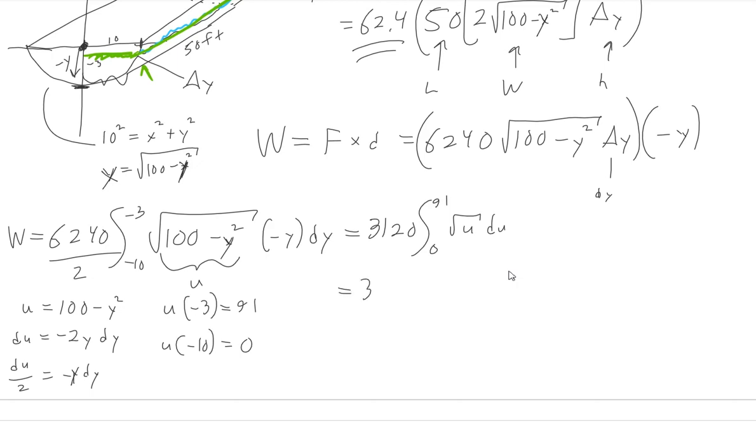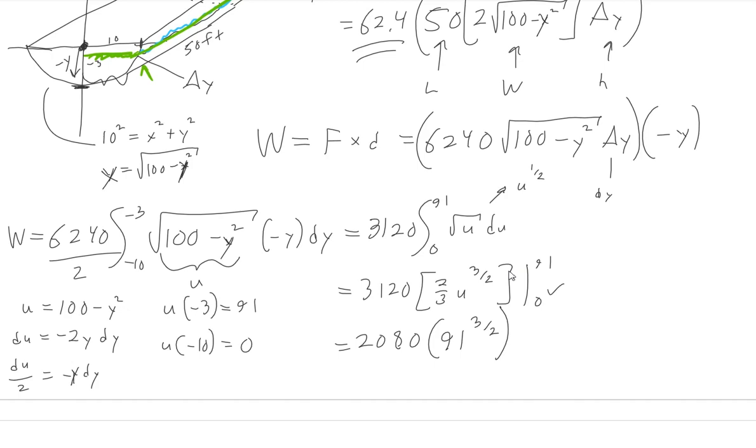That's a lot better, so that when I solve this, I get 3120 times the antiderivative of u to the 1/2, so that's 2/3 u to the 3/2, integrated from 0 to 91. 0 is nice because that makes it a lot easier. I don't even need to consider it. I just need to consider the 91. 3120 divided by 3 is 1040, times 2 is 2080, times 91 to the 3/2, which I don't know the square root of 91 off the top of my head, so this would be fine as a solution, or we can approximate this. So we'll say 2080 times 91 to the 3/2. We get approximately 1,805,616. And again, that would be foot-pounds.